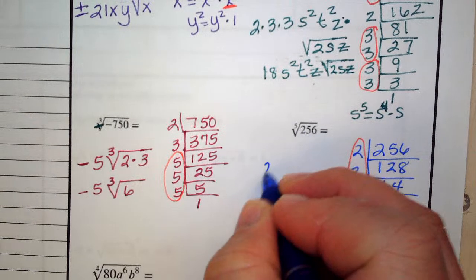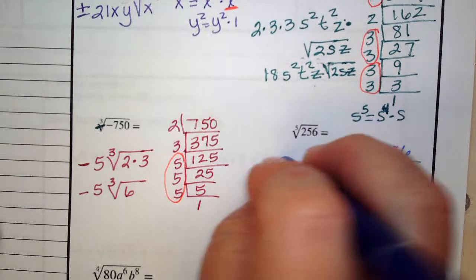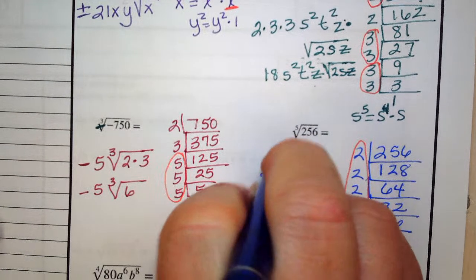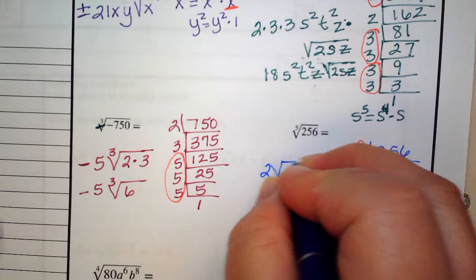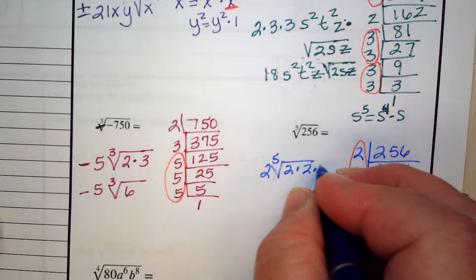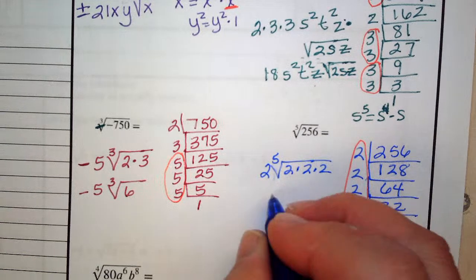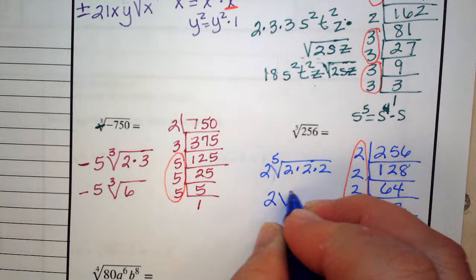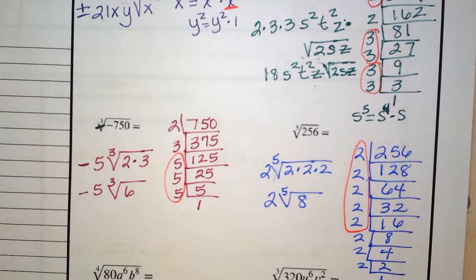So this is 2, 5th root of 2 times 2 times 2. 2 times 2 is 4, times 2 again is 8. 2, the 5th root of 8 is your answer.